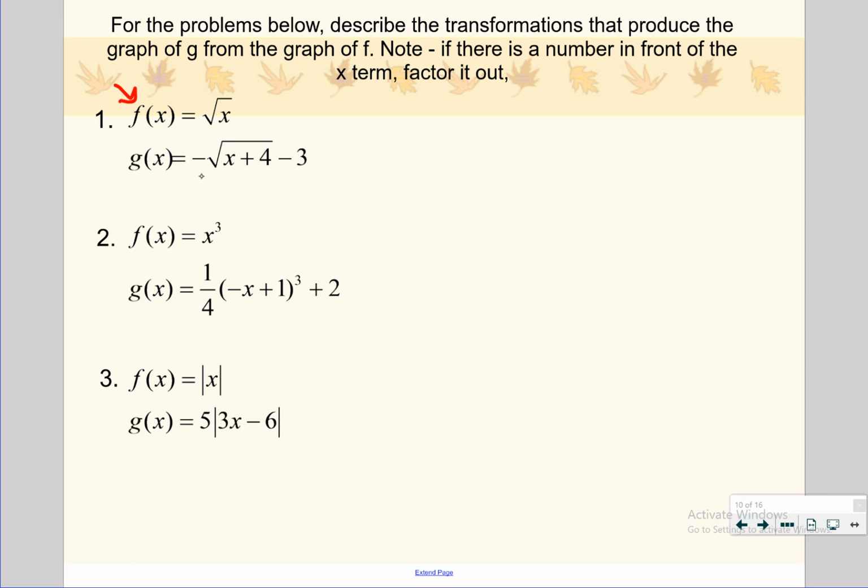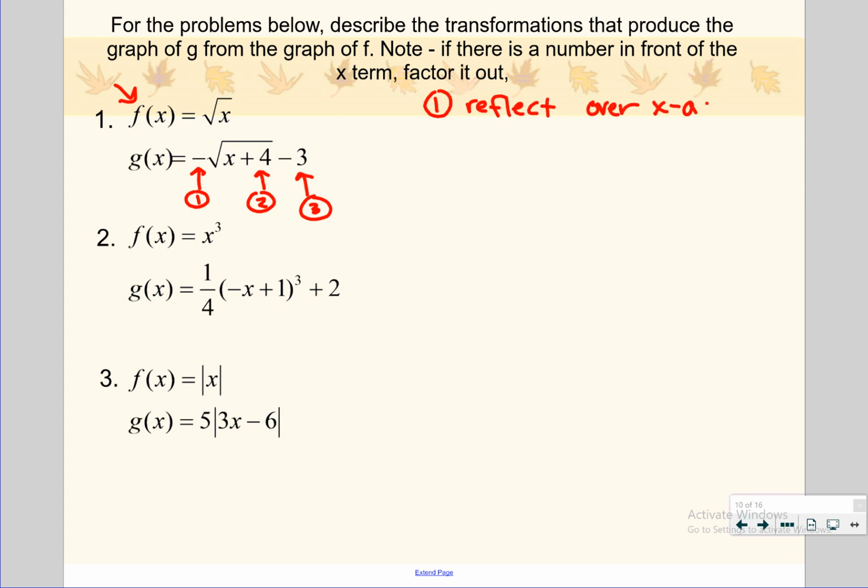Okay, so I want to first just identify there are 3 things that have changed. Each thing that has changed is going to perform a transformation. So I'm just going to label those. So I have a negative on the outside. We got to figure out what that does. I have a +4 inside, and I have a -3 outside. Okay, so now is where you can use the chart. If I have a negative outside of my basic function, what does it do? Reflect over the x-axis. Good.